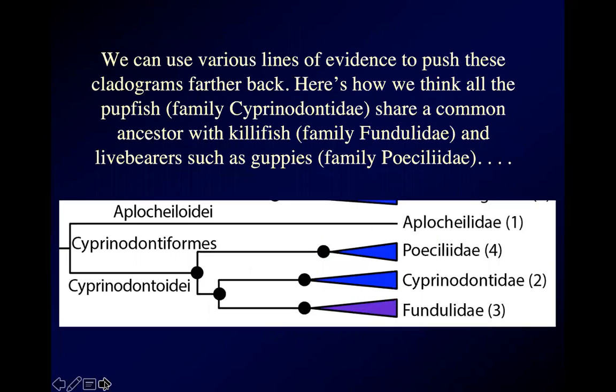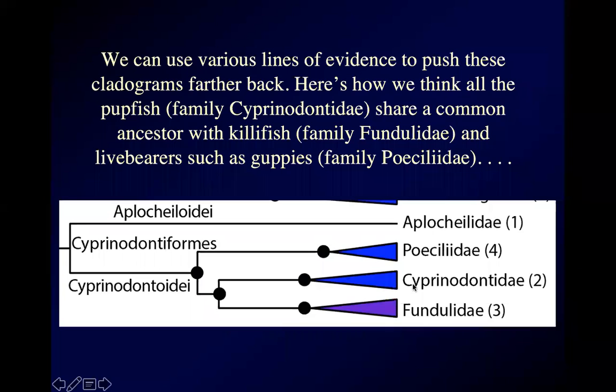The way we drew up that one actually involves getting into a little bit of DNA, which we will talk about certainly, but I'm not going to jump the gun. We'll maybe be able to come back to what we can do with the evidence for evolution that DNA gives us. I'll talk about that later. Let's just say that we can use various lines of evidence to push these cladograms farther back. Here, those funny looking names over on the right, Aplochelidae, Posilidae, Cyprinodontidae, and Fundulidae, those are just families of fish.